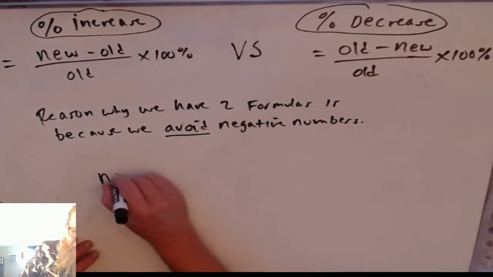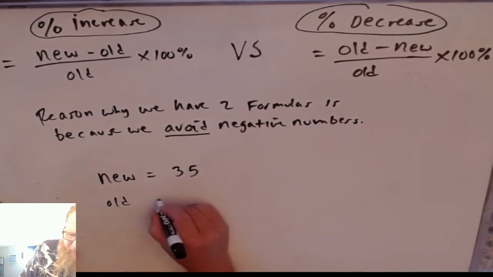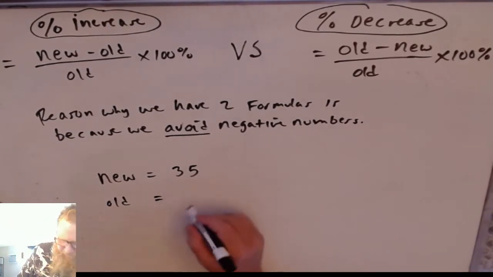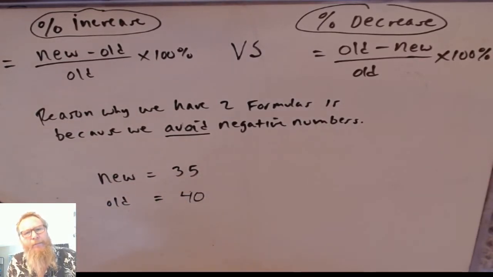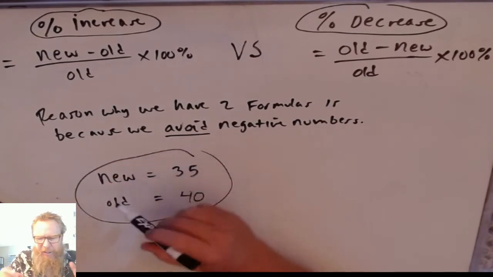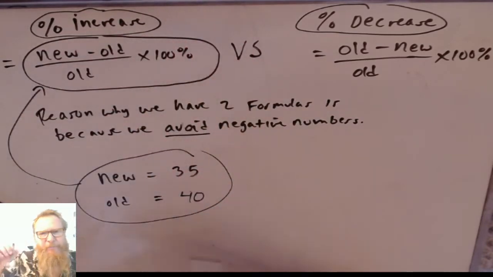And so suppose you've got the new amount is 35, and the old amount was, I don't know, 40. All right? Suppose that's the case. I'm not going to call this example 3 yet. I'm just going to sort of talk about these two formulas, right? So suppose you take this formula and you actually use the wrong formula, right? Suppose you use this one, incorrectly.